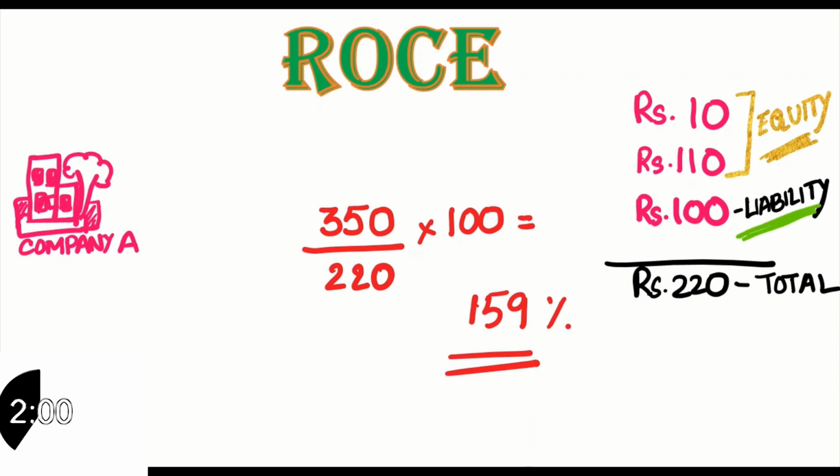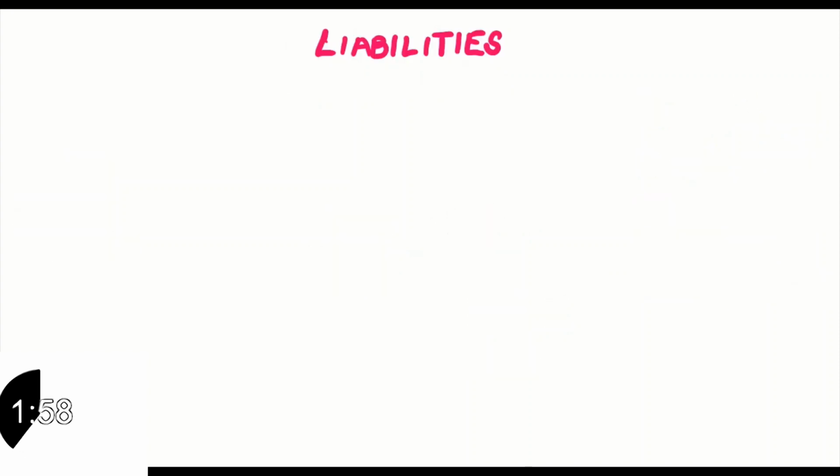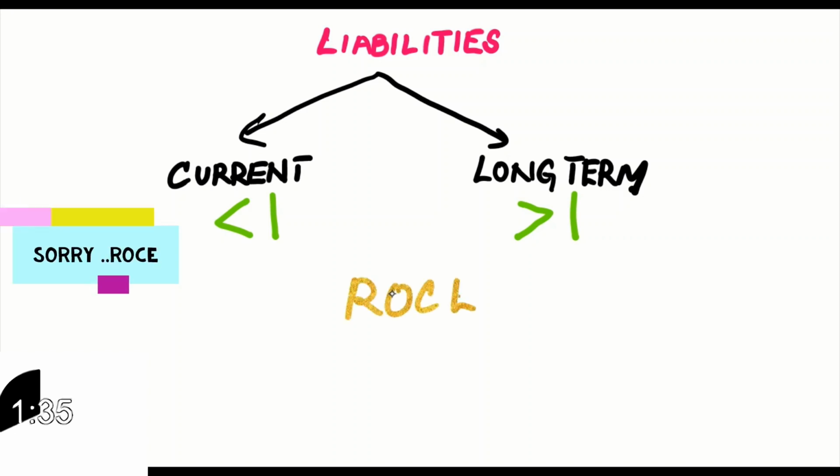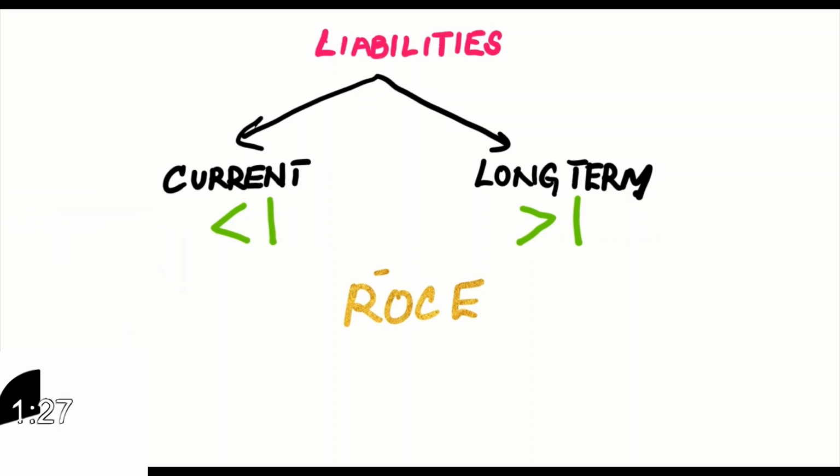Look at the term liability here. Liabilities are of two types: current and long-term liabilities. Current liabilities are short-term obligations which need to be paid within 1 year, like accounts payable and short-term debt. Long-term liabilities are debt amounts which are long-term in nature, more than 1 year. While calculating ROCE, the debt amount included in the denominator is only the long-term debt and not the short-term liabilities.